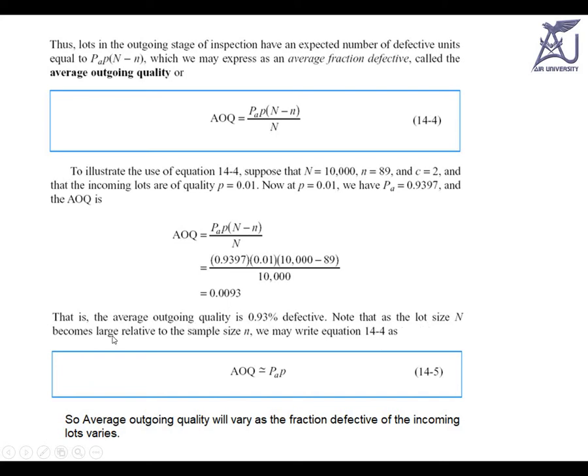Note that the lot size N becomes large relative to the sample size n. If the lot size is very high, then this n can be neglected, and N minus n divided by N will become 1. So if N is very high, then your AOQ will be equal to PA into p, and this factor will be just 1. So you will be left with PA into p if N is very large. So this is another case, when the lot size is very big.